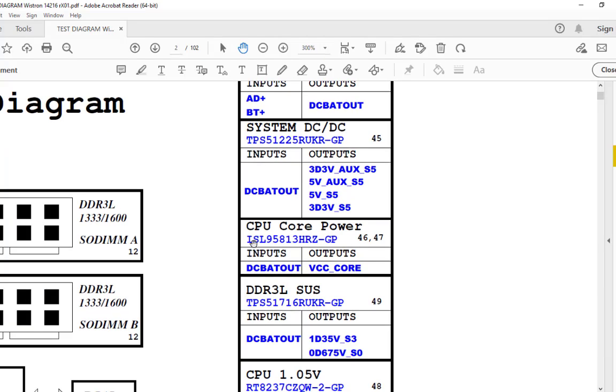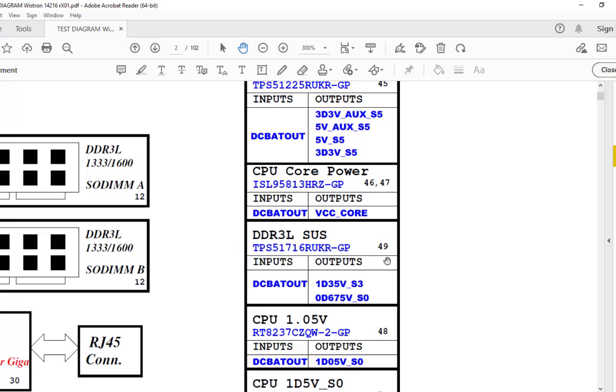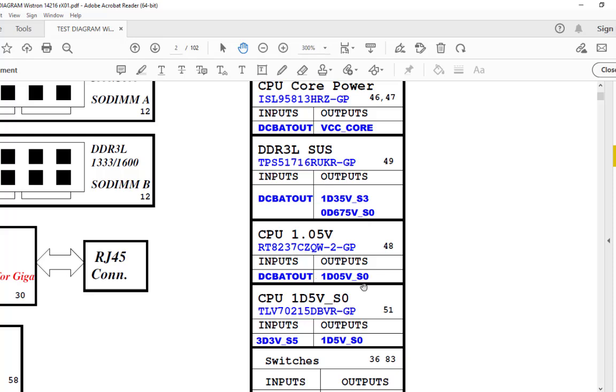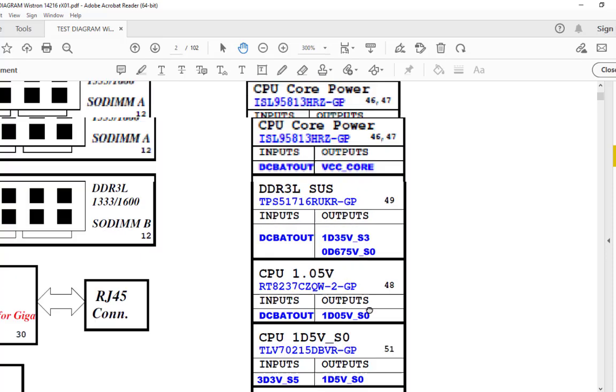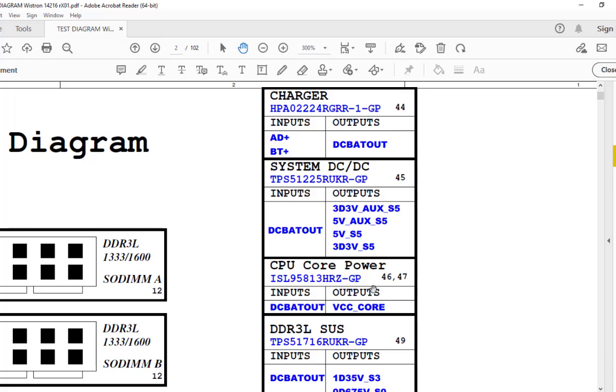And the next is the CPU core section, page numbers 46 and 47. Then page number 9, the DDR3L RAM sections 1.35 and 0.675. Then the core 1.05, that is the system voltage for the PCH, that is on page number 48. And this 1.5 volt again goes to the CPU, that is on page number 51. So all this information is given here.